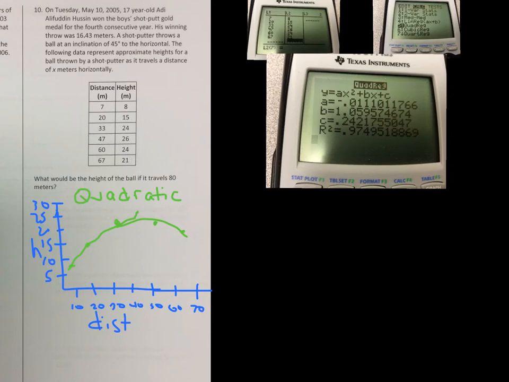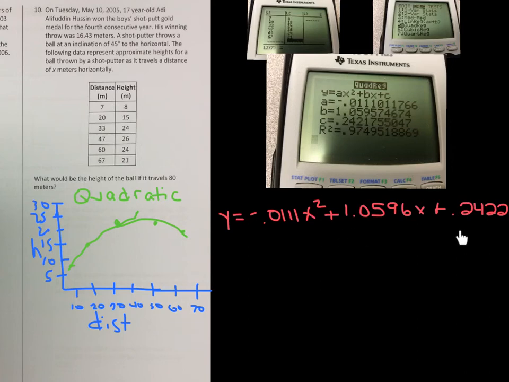Okay, so let's write this equation. So y equals, in place of a, I'm going to plug in negative 0.0111 x squared, and then plus our b is 1.0596, and we have an x after that, and then plus our c is 0.2422.